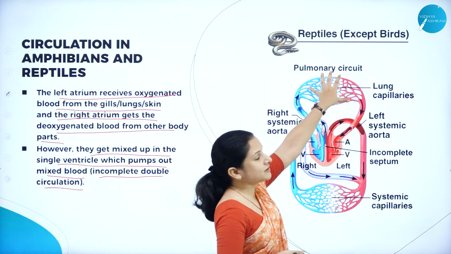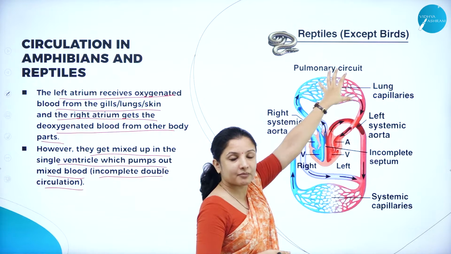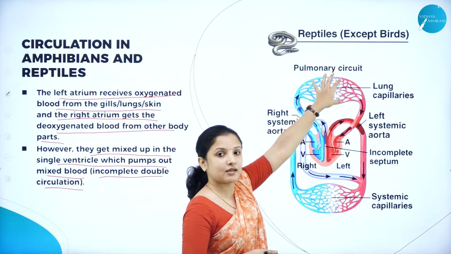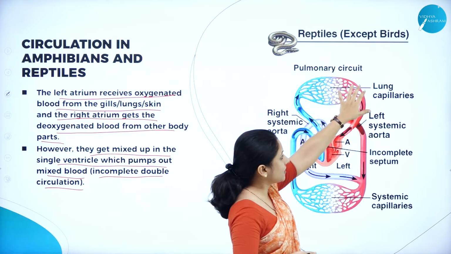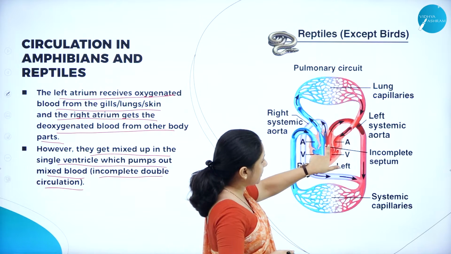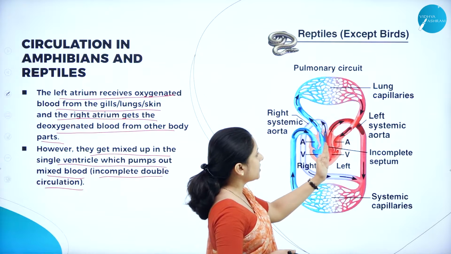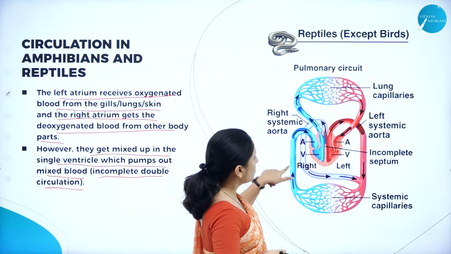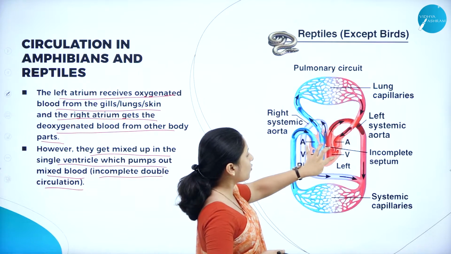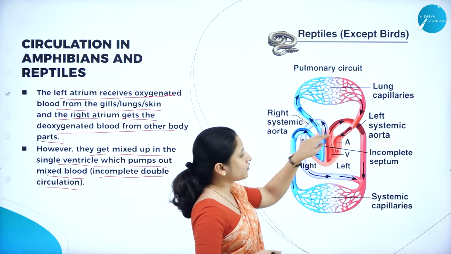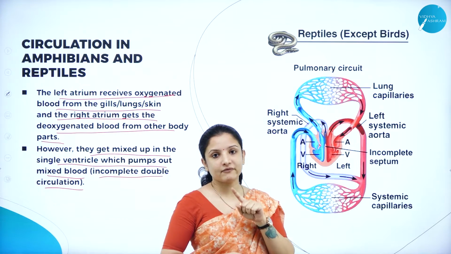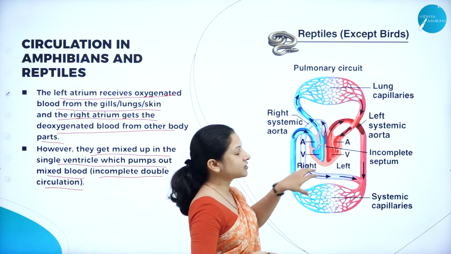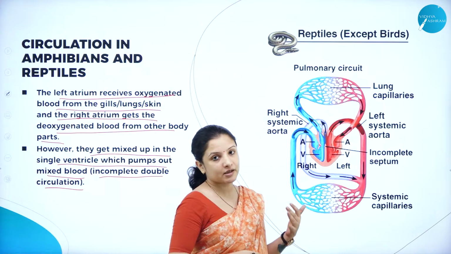This is the pulmonary circuit. What is the pulmonary organ in the case of reptiles and amphibians? It is either the gills, the lungs or the skin, right? They carry the oxygenated blood. It will be delivered to the left atrium and the ventricle, and then it will be carried to the different body parts, and then it will move into the ventricle region. Now when it enters into the ventricle region, two auricles are there, but the ventricle is only one, right? In such cases, because the ventricle is only one, there is a chance of mixing up of the oxygenated and deoxygenated blood.